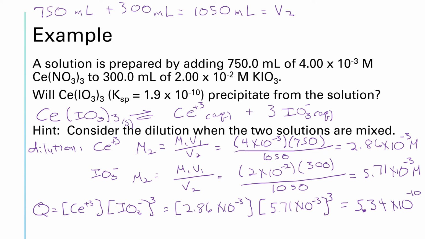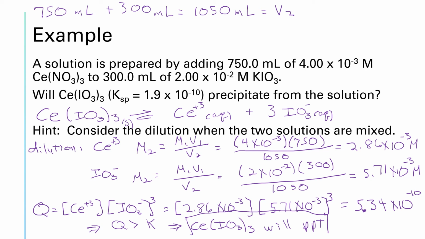If we compare that to K, this is just barely bigger than KSP. They both have the same power of 10, so we have to compare the coefficients out in front, and 5.34 is bigger than 1.9. So this is telling us that Q is bigger than K, and so that means that cerium iodate will precipitate. That's our bottom line. Yes, it will precipitate from solution.